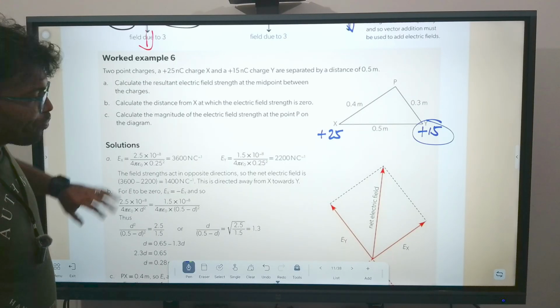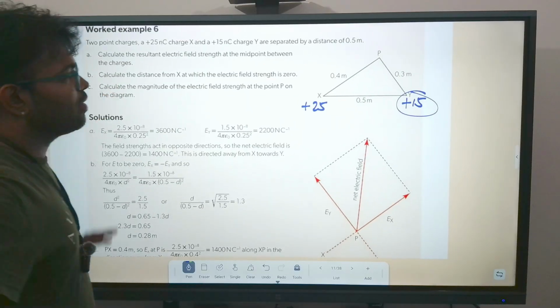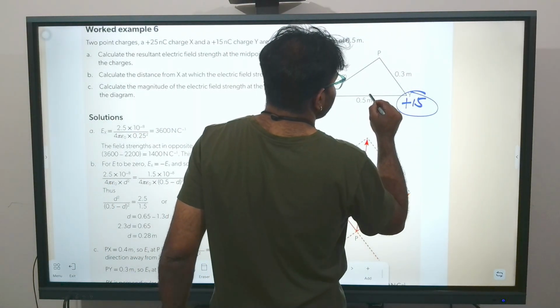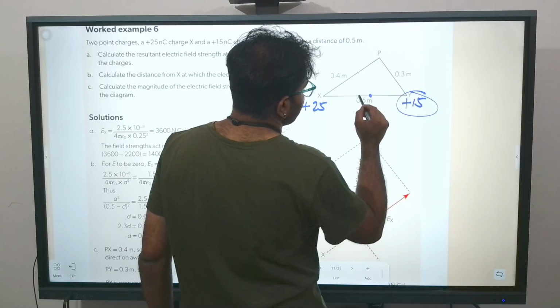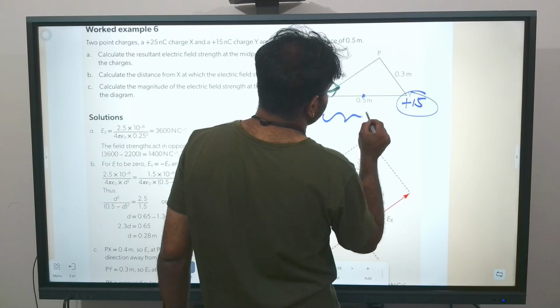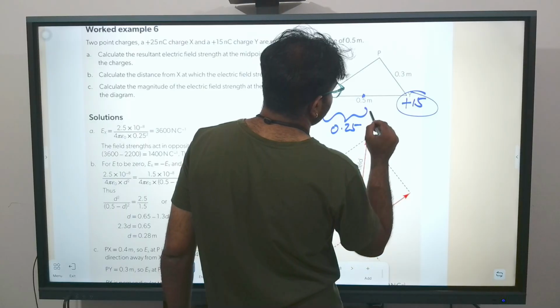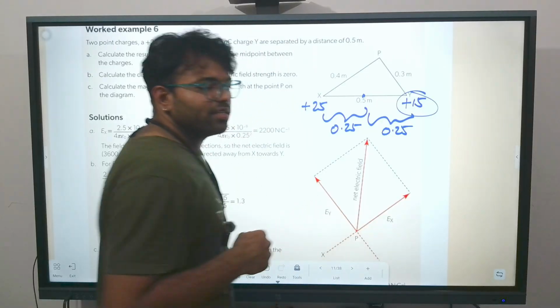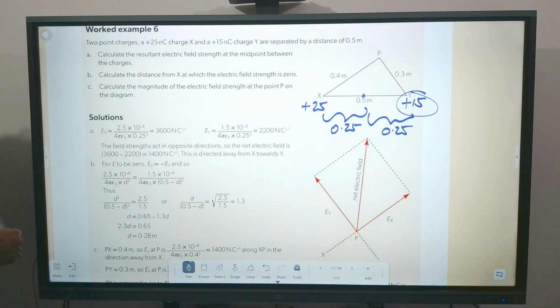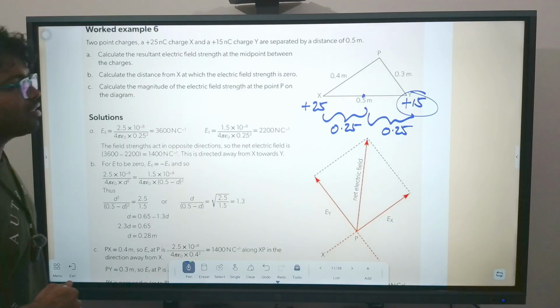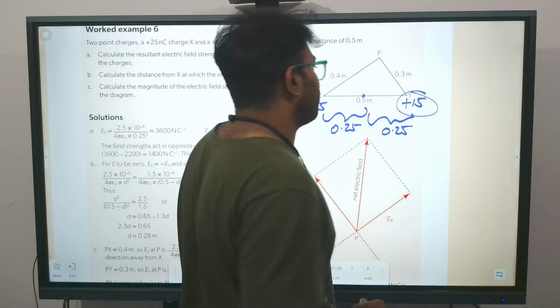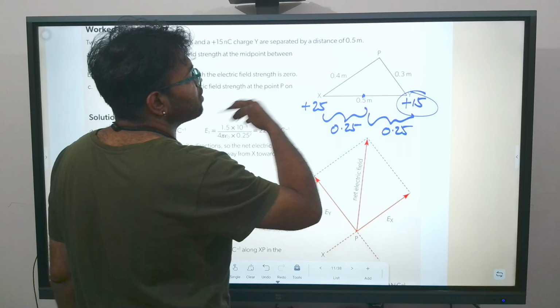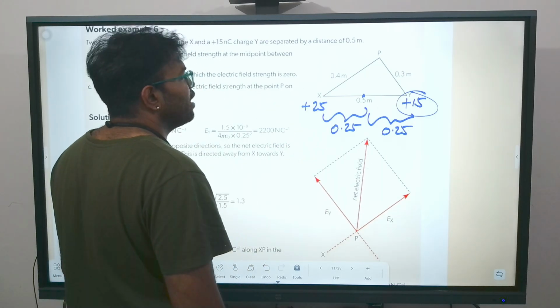Now, Akshay, in the middle, what is going to happen? Let's see. The electric field, sorry, in the middle, right? Exactly in the middle. So this distance will become 0.25. This distance will become 0.25. Both the distances are 0.25, right? Now this is plus 25 and this is plus 15.